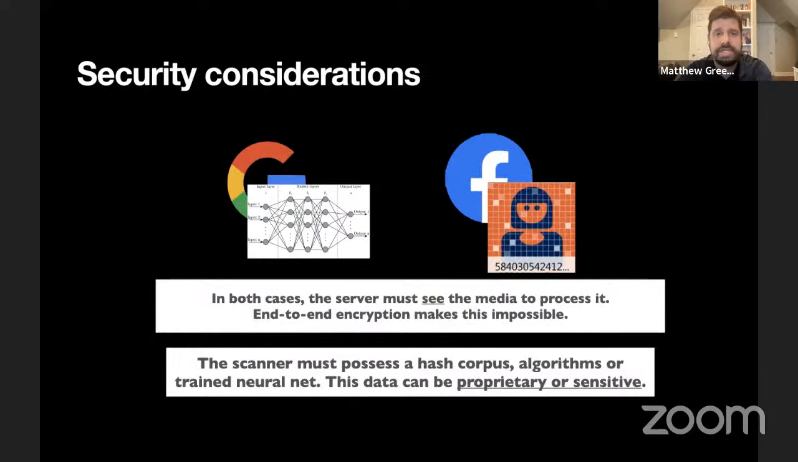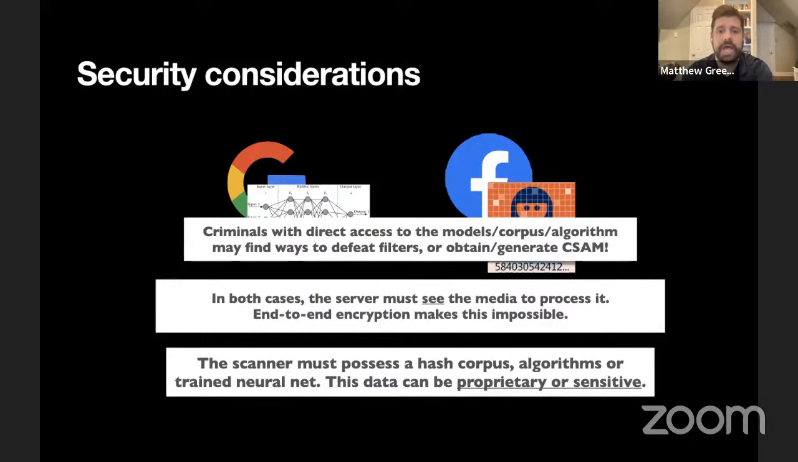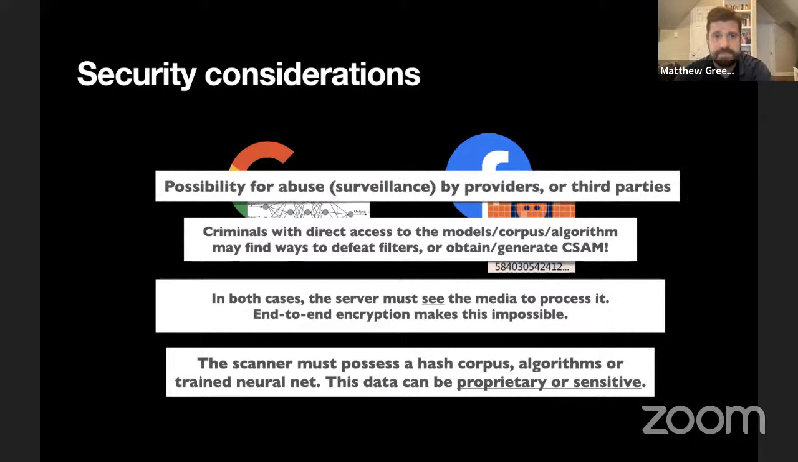They both have limitations that make them unsuitable for deployment with end-to-end encryption. The obvious one, of course, is that the server has to see the media. End-to-end encrypted systems block the server. The server can't access this data, and so we're locked out and can't do much. There is at least some advantage, which is that the databases themselves and the matching algorithms are proprietary and can be kept behind on the server, which makes it more difficult for criminals to evade these systems or find ways to spoof them.